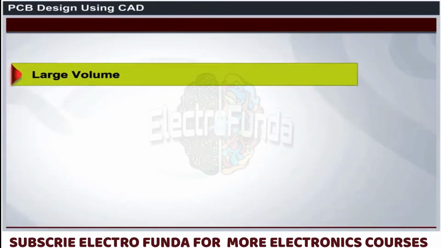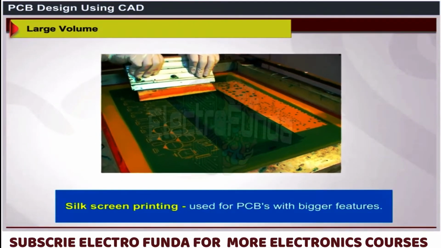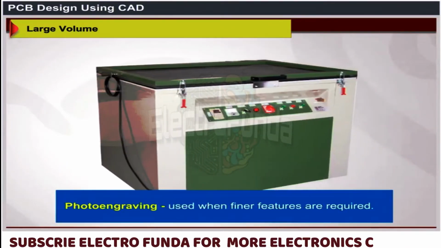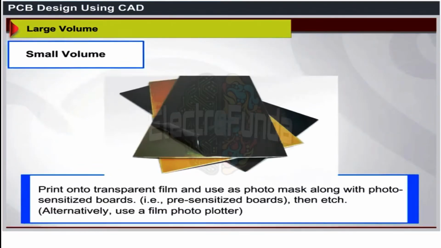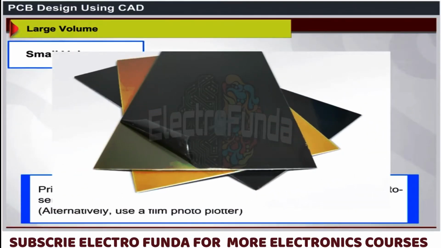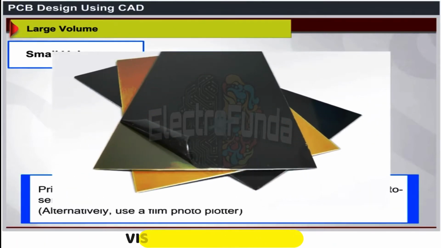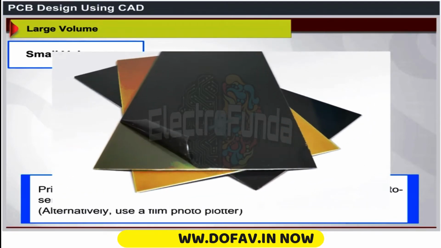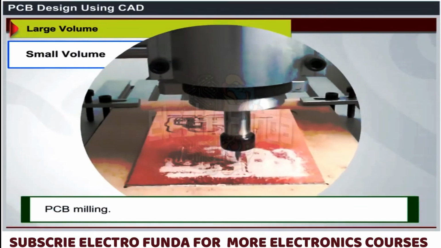Large volume. Silk screen printing is used for PCBs with bigger features. Photo engraving is used when finer features are required. Small volume. Print onto a transparent film and use it as a photo mask along with pre-sensitized boards, and then etch. Alternatively, use a film photo plotter. Laser resist ablation, PCB milling.